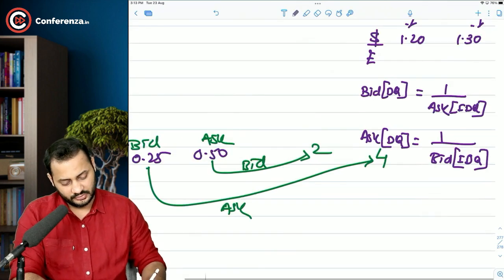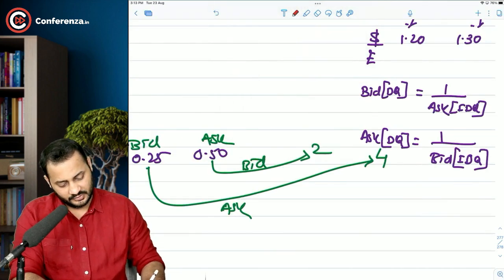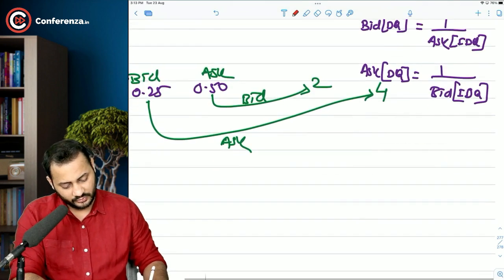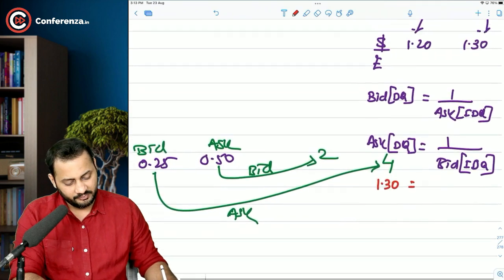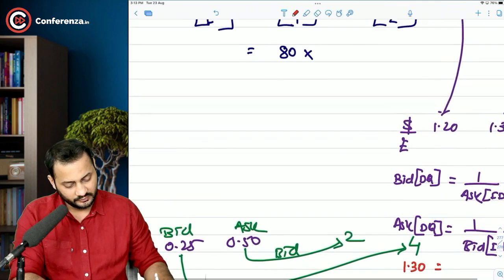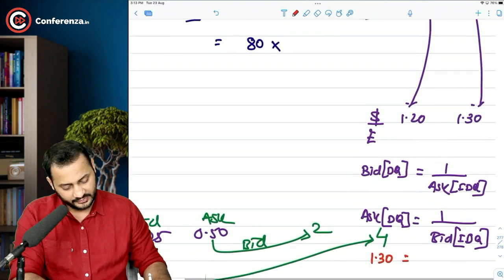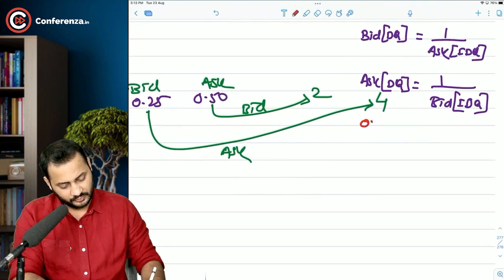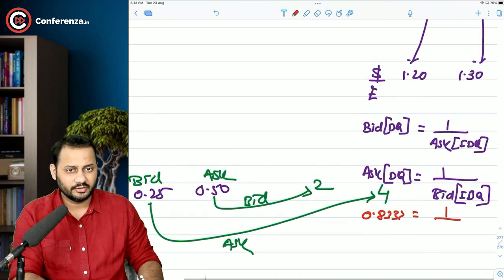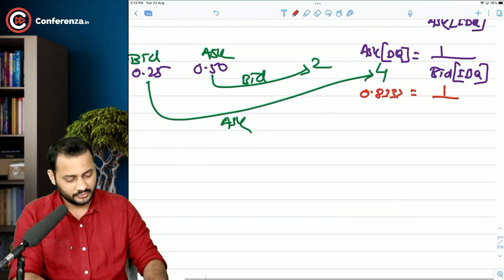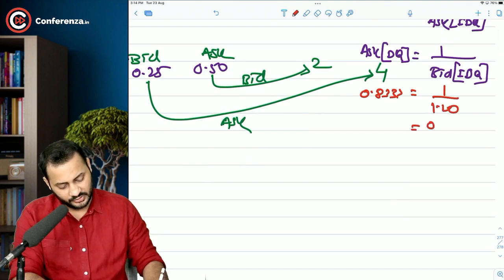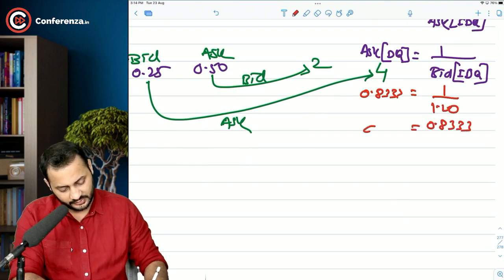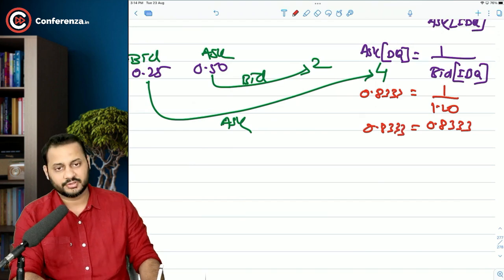So let's see. If we use this, ask of the direct quote was 1.30 and 1 by bid of the indirect quote, it was 0.833. So 0.8333 and 1 by bid of the indirect quote is 1.20. So 1 divided by 1.20, which becomes 0.8333. So both the values will match.